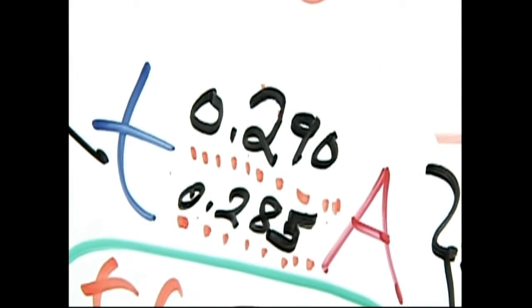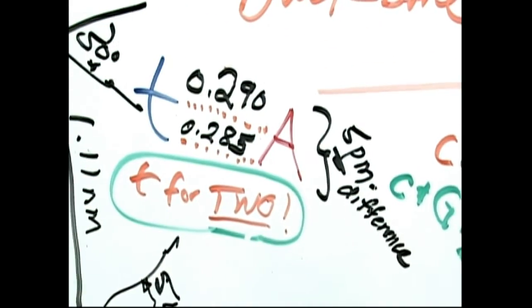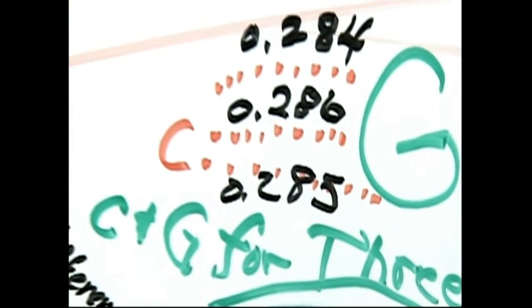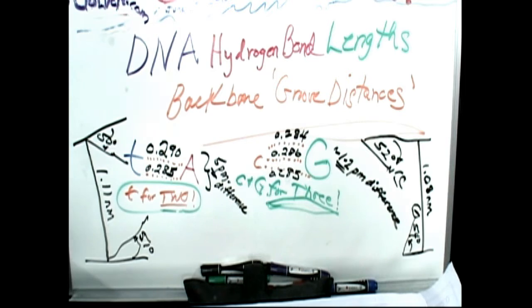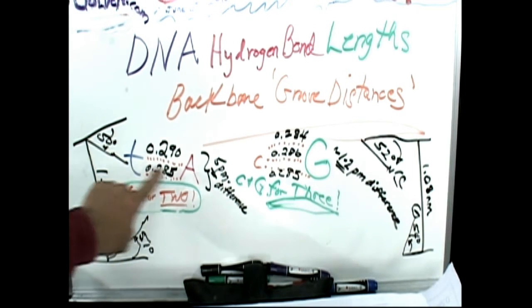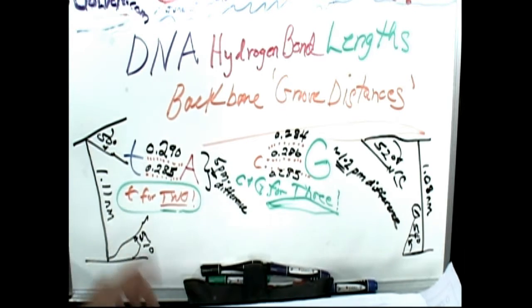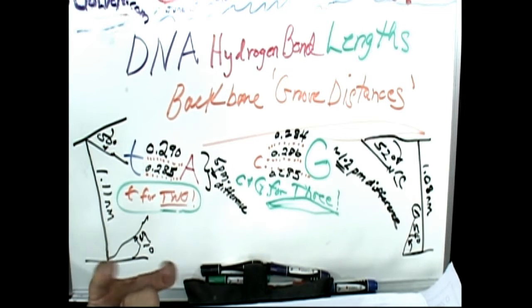Hydrogen bonds there. 290, 285, so there's a difference of 5 picometers. Today, what I want to show you, 2 hydrogen bonds there are between the thymine and the adenine. Look at their distances. We're going to draw these out, and you're going to see how the end-to-end is in the middle. 290 to 285.